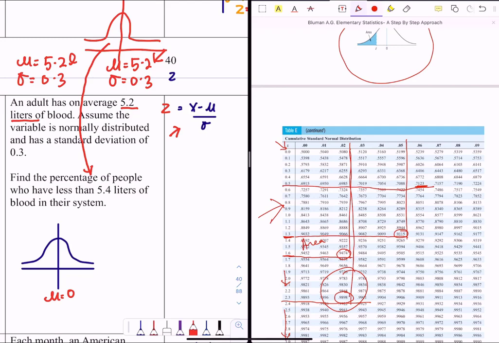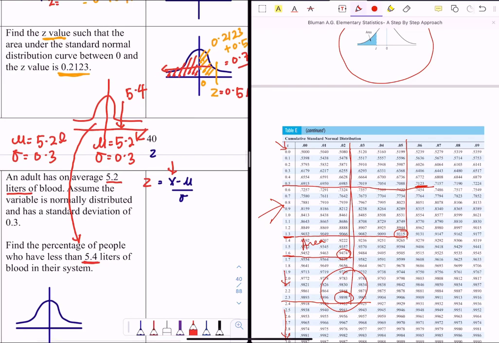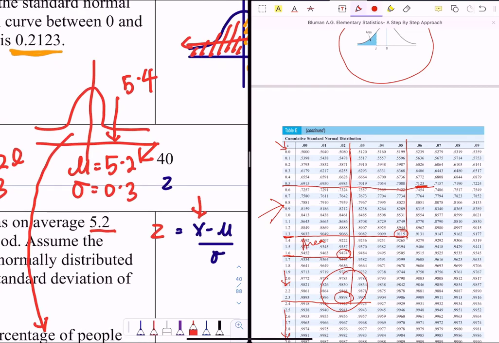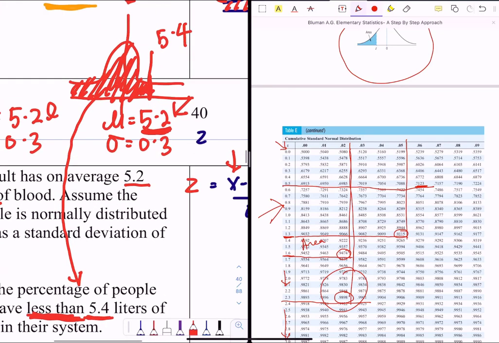So the z-score formula. We have the value x, specifically what they want, which is 5.4, less than 5.4 liters of blood. You have to understand that this region is 5.4, the middle is 5.2, and the standard deviation is 0.3. So 5.4 must be above the mean, and the area we need to find is this part, because it is less than 5.4.